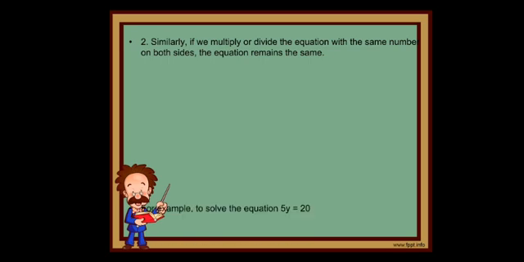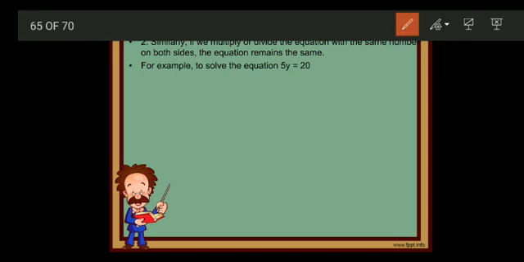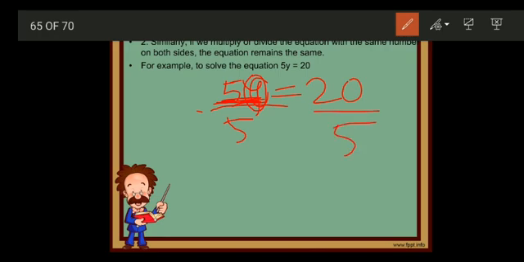We'll take an example. 5y is equal to 20. Here we need to find the value of y. Here 5 is in multiplication with y. We have to remove this 5 from y. How to remove that? Since the 5 is in multiplication, we have to divide by 5. We have to divide both sides by 5. Then only the value remains the same.